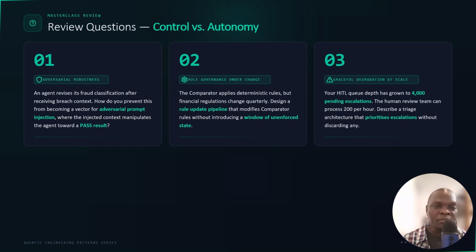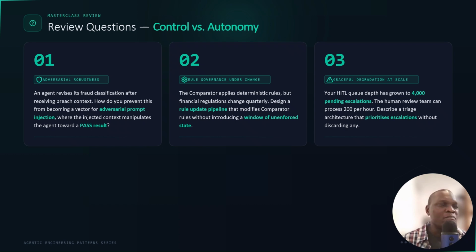To prevent the context from becoming an attack vector, you have to strictly sanitize and validate any incoming data before it's processed by the agent. More importantly, the comparator must remain the final authority and remain mathematically deterministic. This means the validation layer ignores the agent's new reasoning and evaluates the transaction against immutable objective rules, ensuring no amount of prompt manipulation can force a false pass.